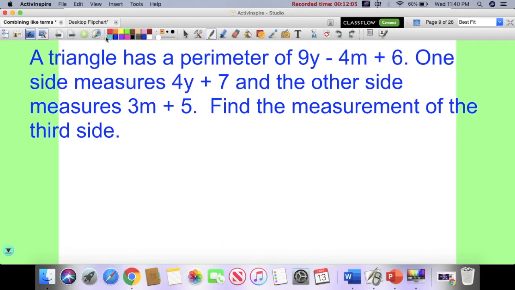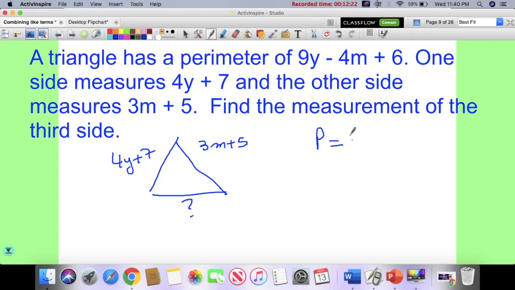So here we have a triangle. One side is 4y plus 7. This one is 3m plus 5. And this one we don't know. But I know that if I add all that, the perimeter is going to be all those three sides added together. And the perimeter is 9y minus 4m plus 6.